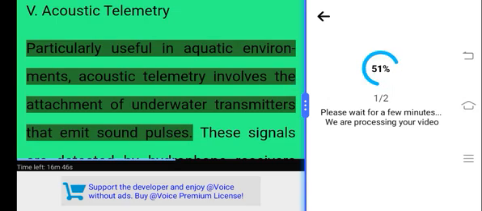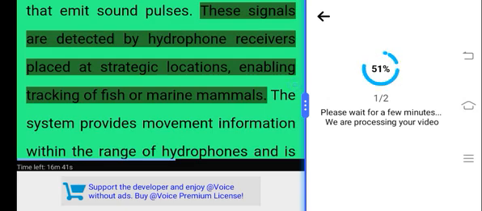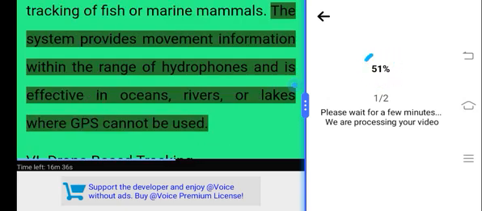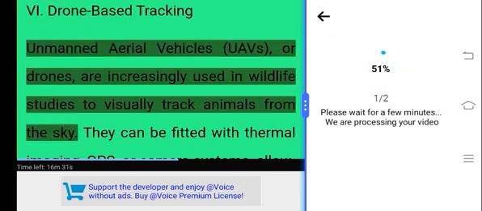Particularly useful in aquatic environments, acoustic telemetry involves the attachment of underwater transmitters that emit sound pulses. These signals are detected by hydrophone receivers placed at strategic locations, enabling tracking of fish or marine mammals. The system provides movement information within the range of hydrophones and is effective in oceans, rivers, or lakes where GPS cannot be used. 6. Drone-based tracking.